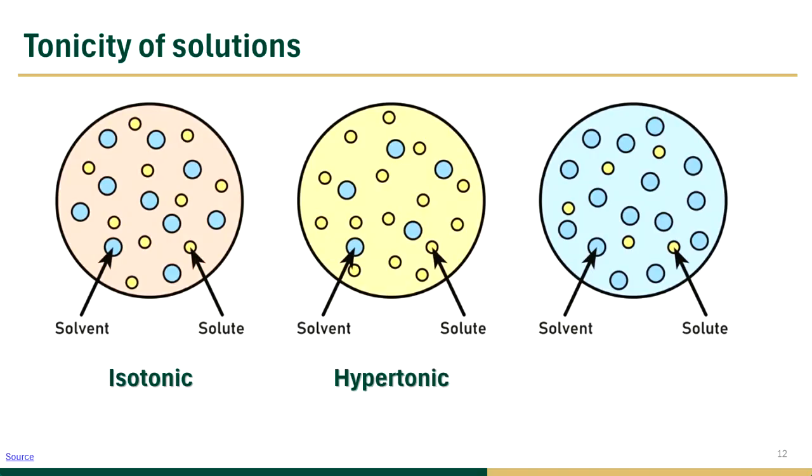Hypertonic solutions have far more solute than there is solvent, so a higher concentration of solutes. And then the last one is hypotonic. Hypo means lower, so a lower concentration of solute compared to the solvent in that given solution. So those are the three broad classifications.